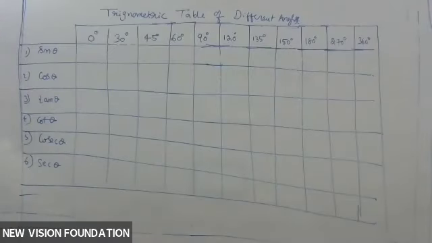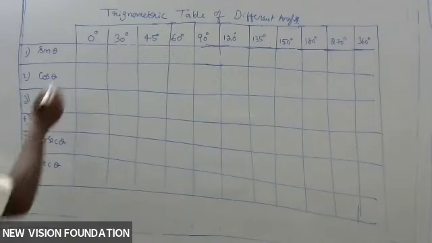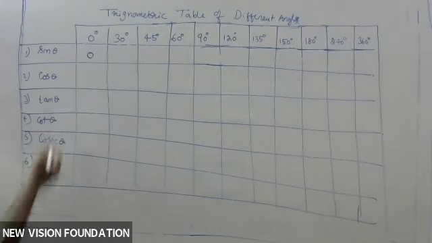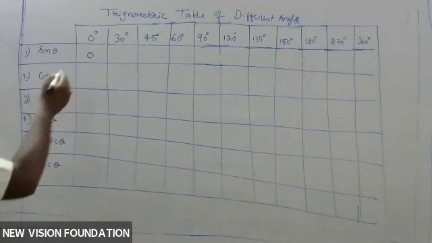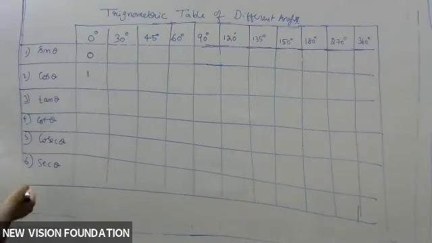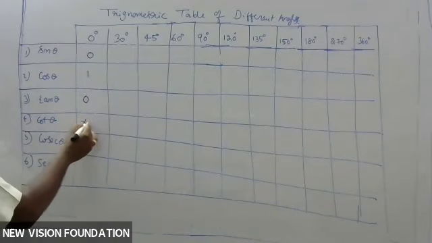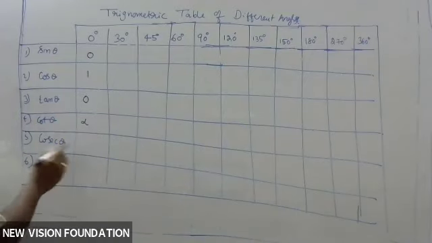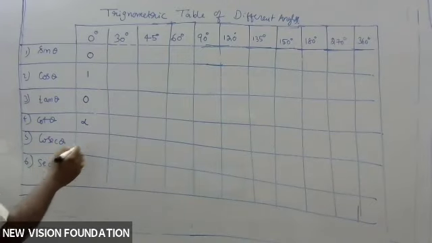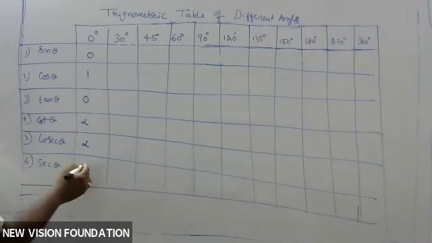Now, welcome dear students. Sine 0 degrees, you know that sine 0 is 0. Already we derived all these angles. Cos 0 is 1, tan 0 is 0. Cot 0 is undefined. Cosecant 0, that is 1 by sine 0, is also undefined. Secant 0 degrees is 1.